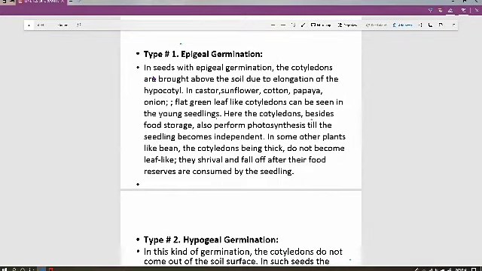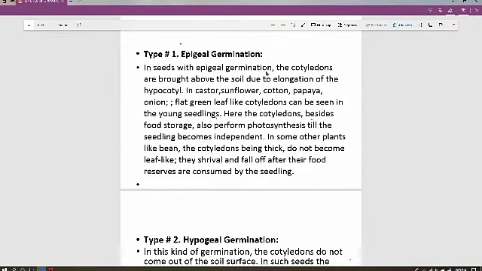In seeds with epigeal germination, the cotyledons are brought above the ground, to the soil, due to elongation of the hypocotyl. In castor, sunflower, cotton, papaya, onion, flat green leaf-like cotyledons can be seen in the young seedlings. Here, the cotyledons, besides food storage, also perform photosynthesis till the seedlings become independent.